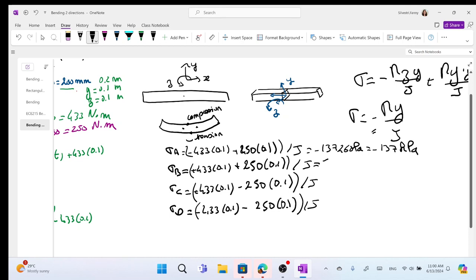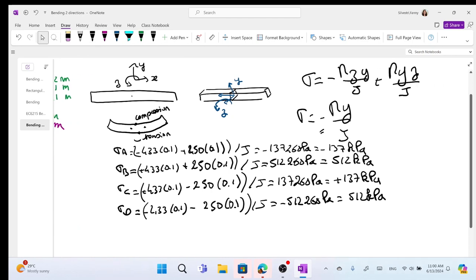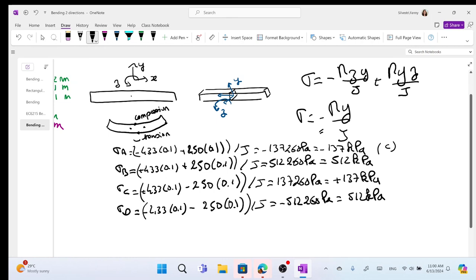Second one, we got 512,260 Pascal. That is equal to 512 kilopascal. This one will be 137,260 Pascal, equal plus 137 kilopascal. And this one will be minus 512,260 Pascal. That is 512 kilopascal. So overall, point A is in compression, point B is in tension, point C is in tension, and point D, I'm missing a minus there, is in compression.